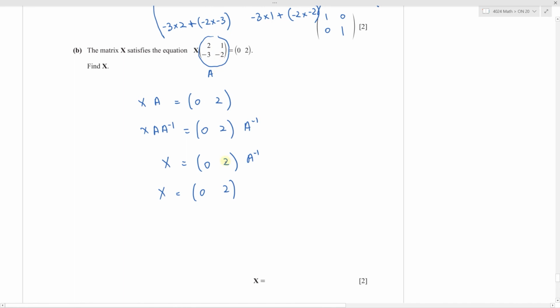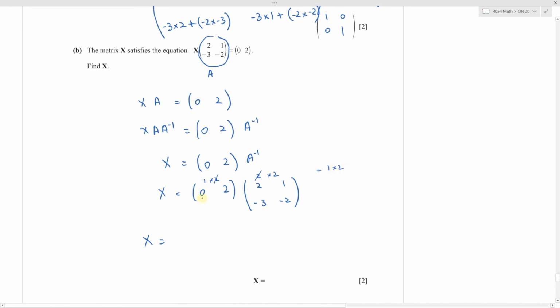So I can substitute the matrix A itself. So this is 2, 1, minus 3, minus 2. This is a 1 by 2 matrix, 1 row, 2 columns. This is a 2 by 2 matrix. So the columns of the first are the same as the rows of the second matrix. So your answer will be a 1 by 2 matrix.